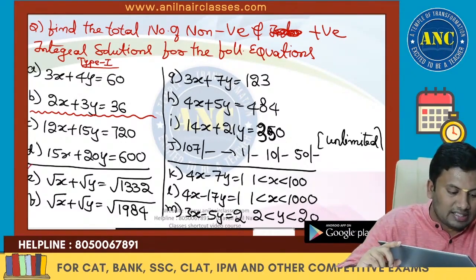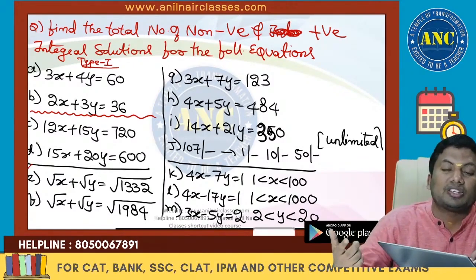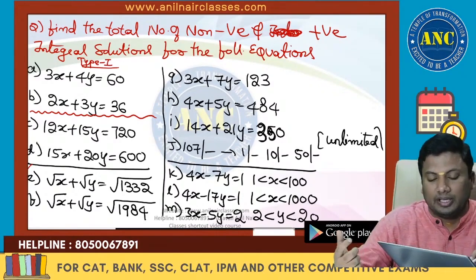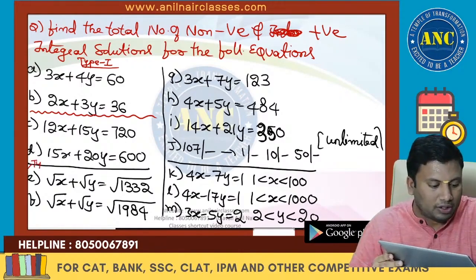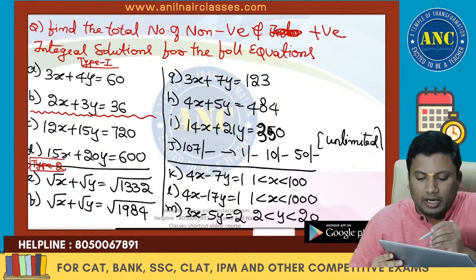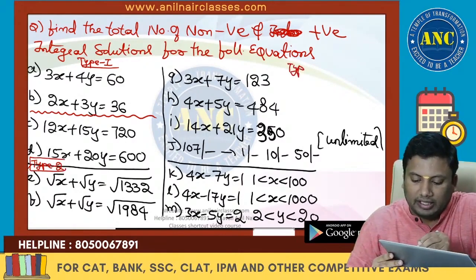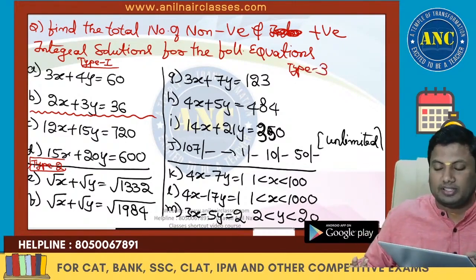E and F are the extension of the concepts that we use in type number 1. Now, this is type number 2, where it is in the form of a square root. Type number 3: again it is a linear expression with two variables x and y.